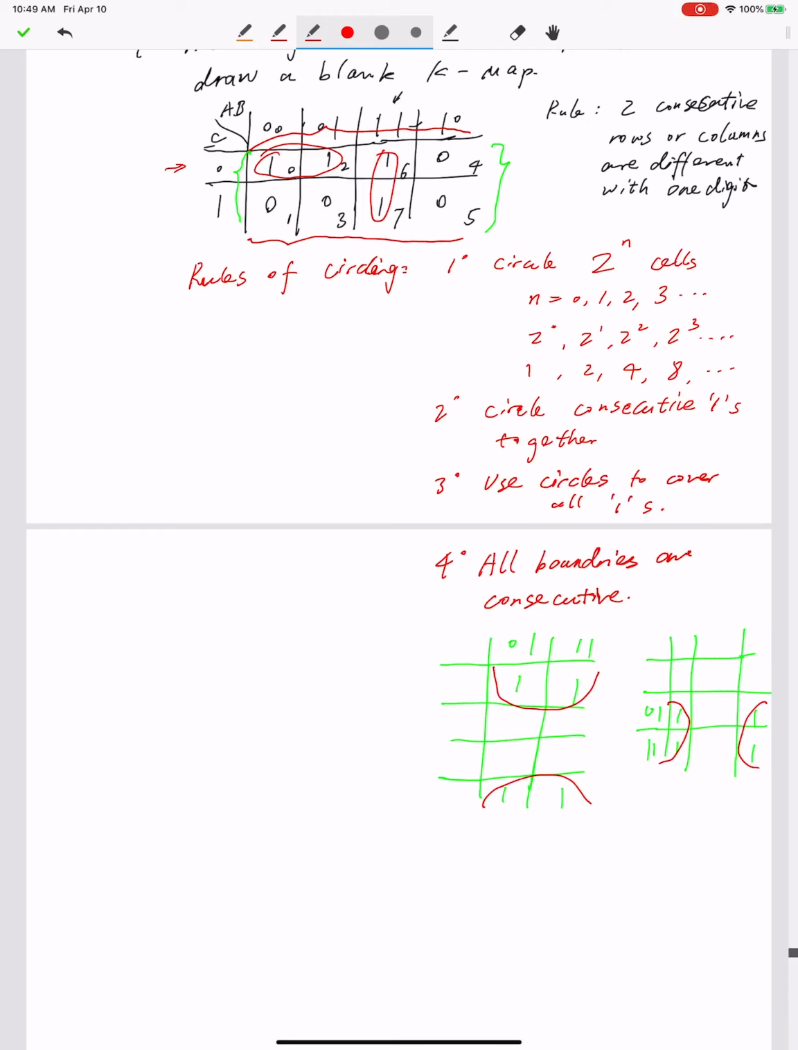The last rule is also very important, and I want to introduce it. Lastly, rule number 5: circles are allowed to overlap each other.